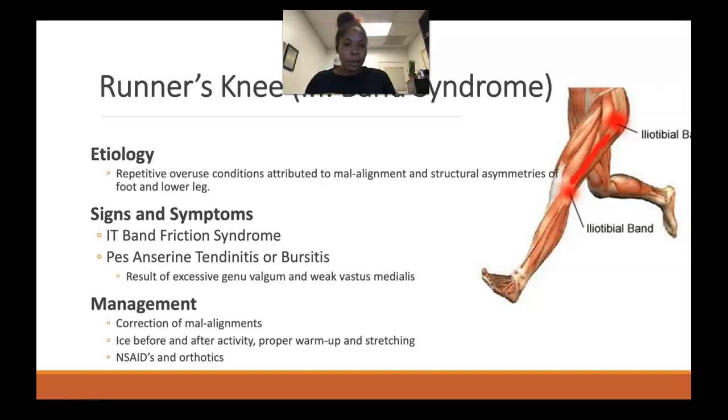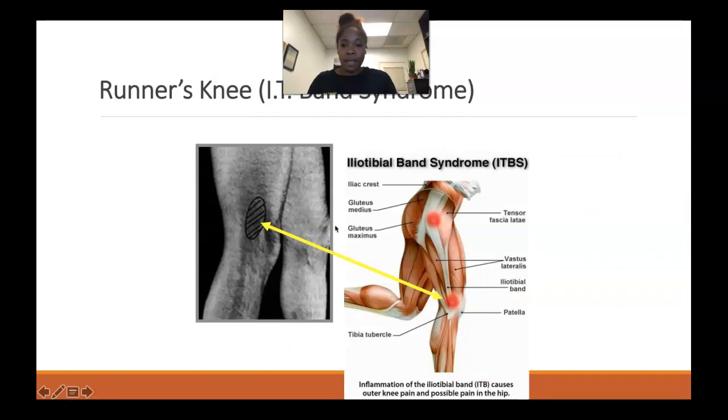So again, it occurs to the distal portion of the IT band, not the proximal portion. We'll get there when we talk about the hip. The IT band syndrome that I'm talking about right now is occurring to the lateral side of the knee, most often in that epicondyle region. Okay, so pain, like I said, is going to occur right here on that lateral side of the knee.